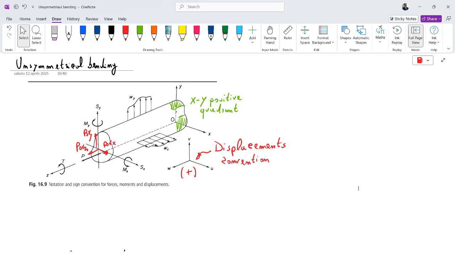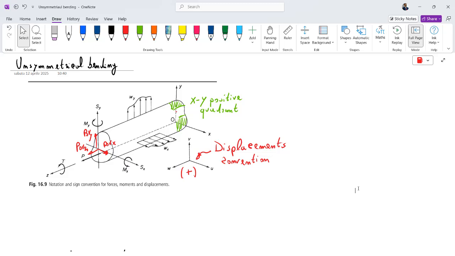So in this case, unsymmetrical bending means that the vector related to the moment has an inclination with respect, for instance, to the y axis of a certain angle. So we have two components of the moment, My and Mx, that produce a certain bending on our beam. You can see here a picture for the notation and sign convention for forces, moments, and displacements.